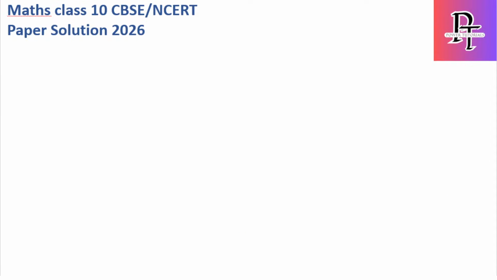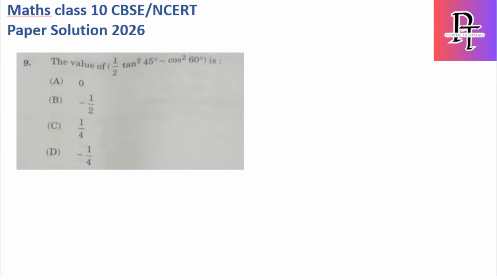So 8 questions are done. 12 more questions from section A. 9th one, this is a trigonometry question. It is a direct question. Just you have to simply substitute the values. So half of tan 45 value is 1, square of 1 is again 1, minus cos square 60. Cos 60 is 1 by 2, so cos square 60 is 1 by 4. So 1 by 2 minus 1 by 4, the answer is 1 by 4.